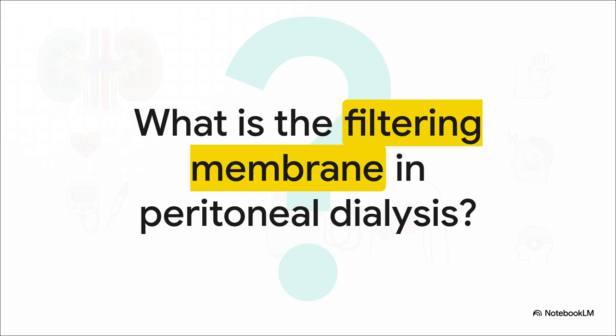What acts as the filtering membrane in peritoneal dialysis? A. Peritoneal membrane. B. Renal capsule. C. Dialyzer tubes. Or D. Skin. The correct answer is A. Peritoneal membrane. याद रखें, mechanical dialyzer tubes are strictly for hemodialysis, जबकि यहाँ peritoneal dialysis में हम completely biological peritoneal membrane पर rely करते हैं.